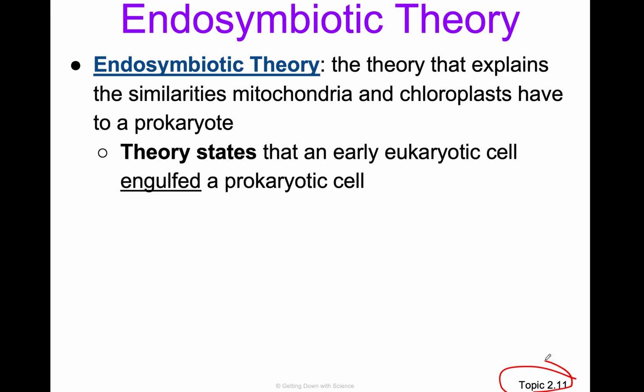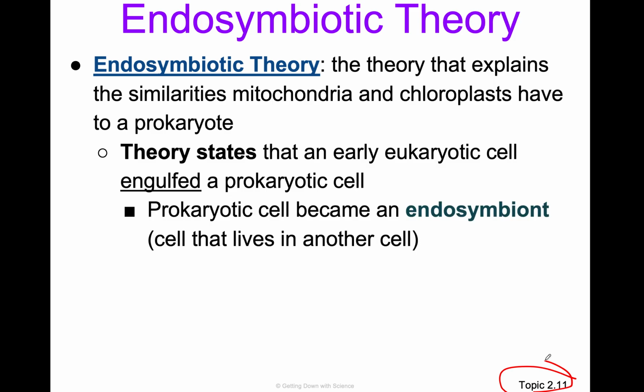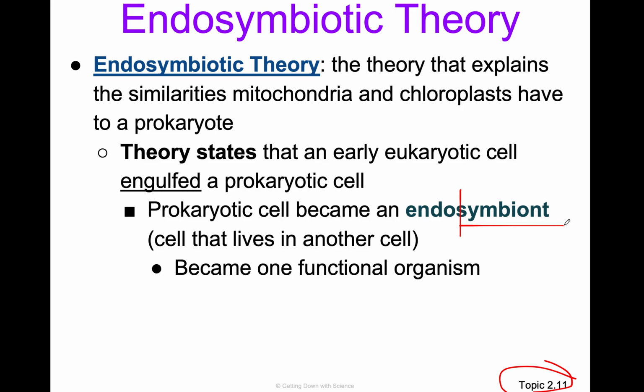So the theory states that an early eukaryotic cell, so this is kind of how we went from a simple prokaryotic cell, this is billions of years ago we're talking, engulfed another prokaryotic cell. And that prokaryotic cell became an endosymbiont. Endo meaning inside, symbiont meaning relationship, a cell that lives inside of another cell. It's like a little parasite inside of it, but not, because we're just talking about cells.